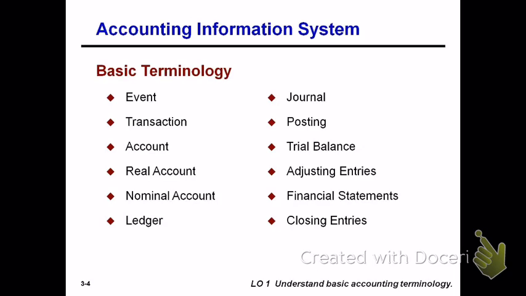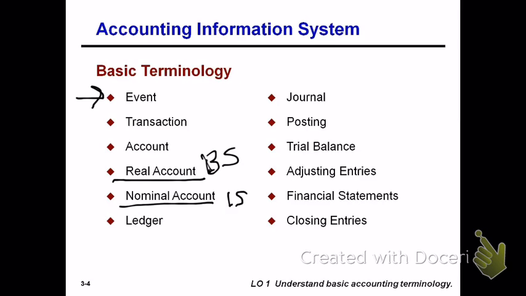Okay, basic terminology. An event is the economic activity that's taking place that we're trying to capture. A transaction is a type of event. An account is the name of a bucket, basically, where you're collecting certain pieces of information. A real account, these are usually balance sheet accounts. Real accounts don't get set to zero at the end of a period. A nominal account, these are mostly income statement accounts, and we'll talk about those again.